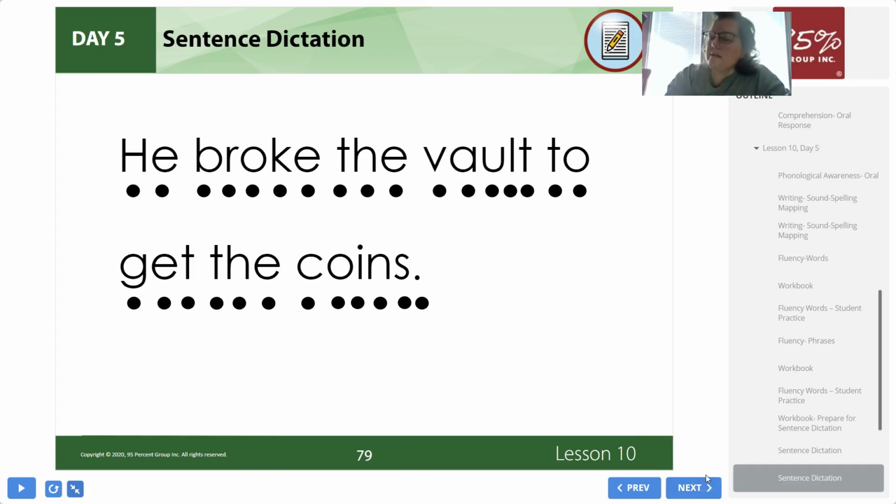Ready for our third sentence? Here it comes. She sprained her toe on the run. Repeat it with me. She sprained her toe on the run. Now write it.